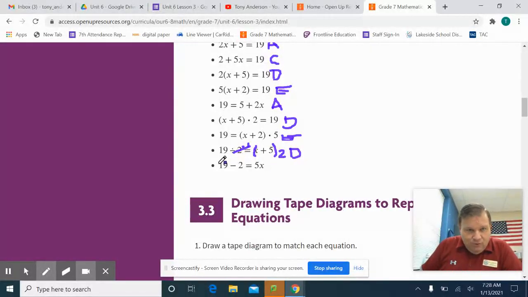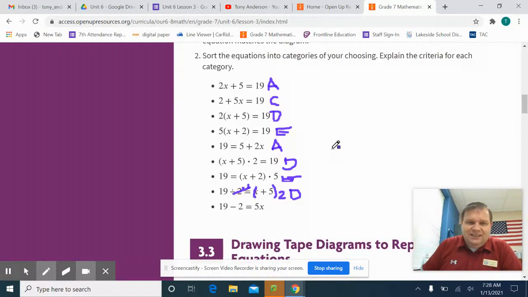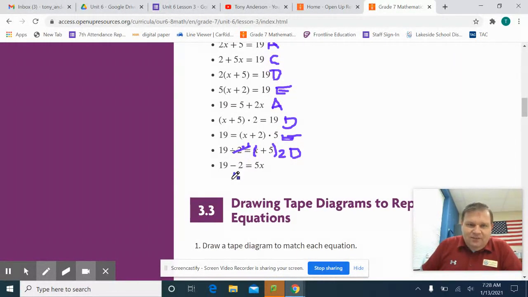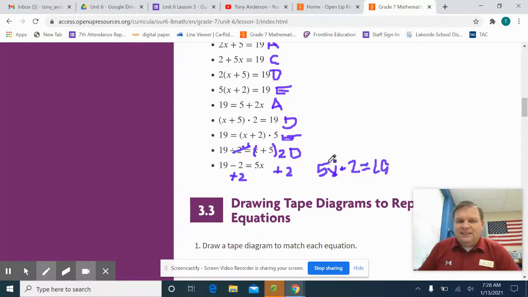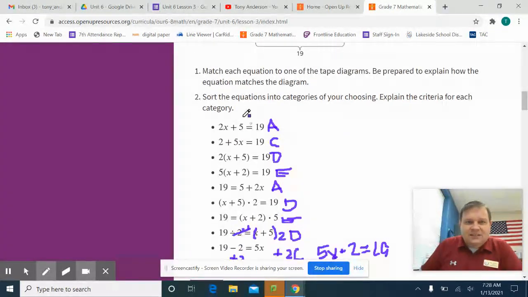Now on this one, we want to get the 19 by itself because every single one of these equals 19. So if I want the 19 by itself, I'm going to have to add 2 to both sides, and I have 5x plus 2 is equal to 19. Now I know the 19 is really supposed to be on this side. I've kind of flip-flopped them, and that's no problem there. All right, so I'm looking for the 5x plus 2, which is going to be the same as this one up here.